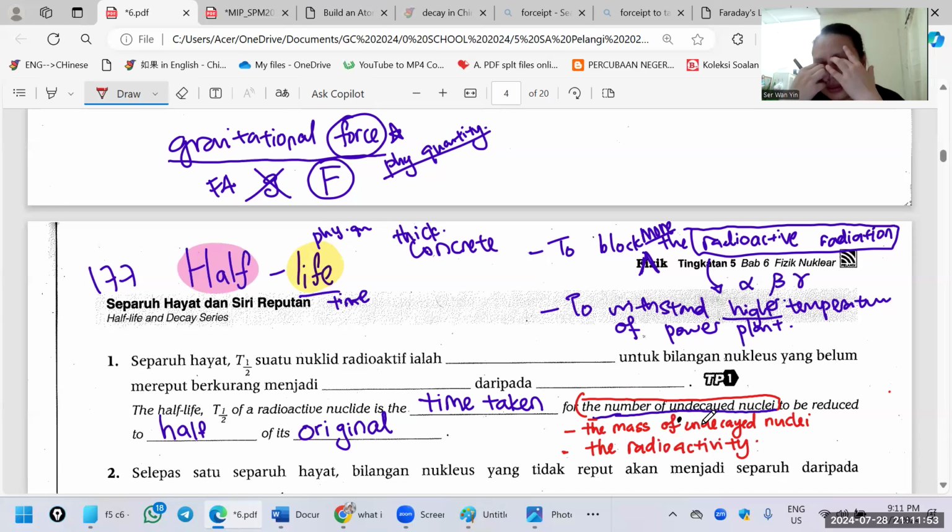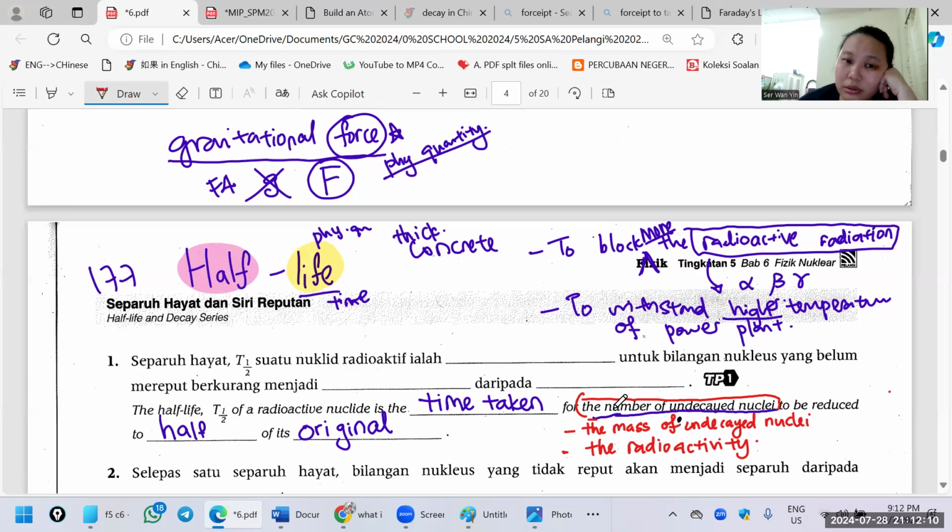What else? I think these three only. Yeah, the mass, the number, or the radioactivity to reduce to half its original.